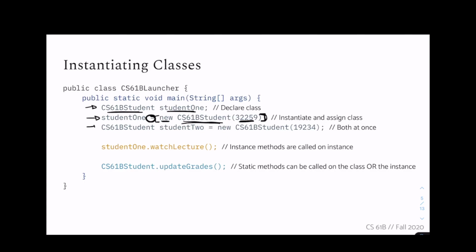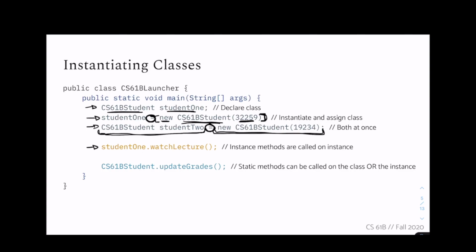This third line is just an example of where all 3 are done at once. So this section over here is declaring the variable. This section over here is instantiating another student. And then the equal sign assigns that instance to the variable.